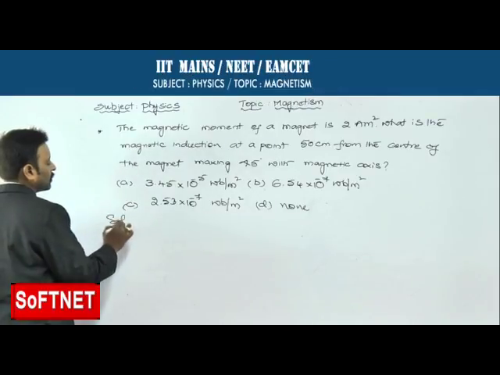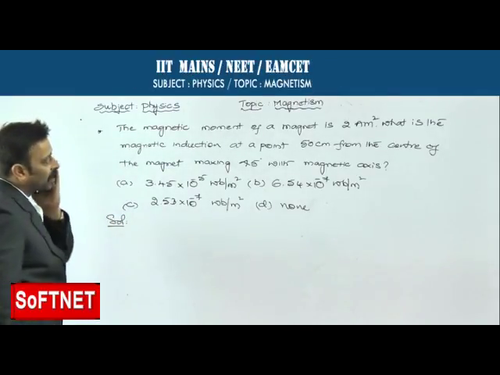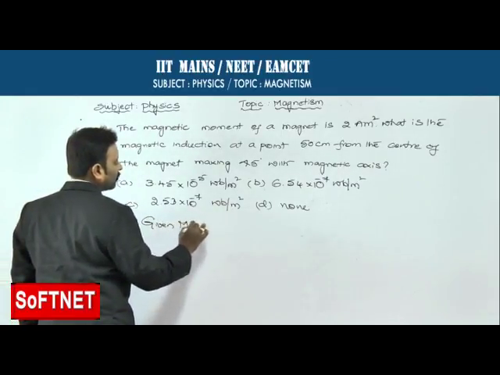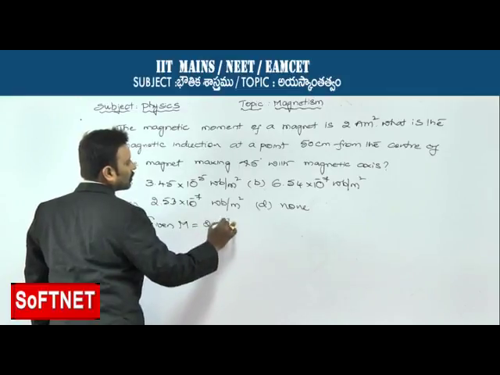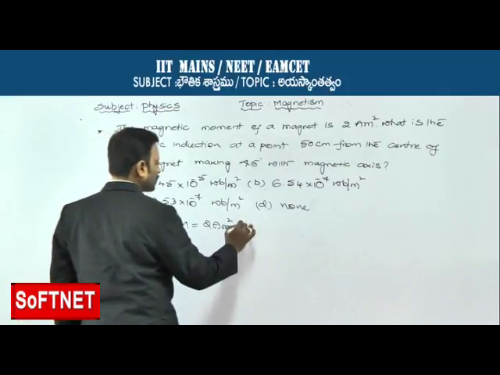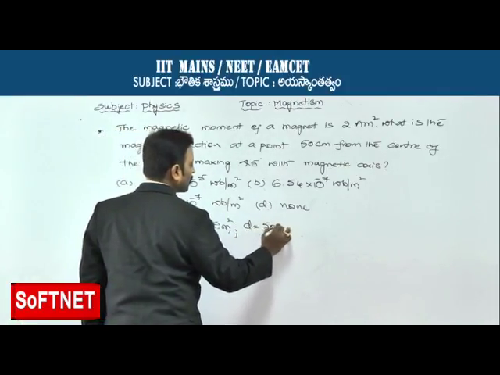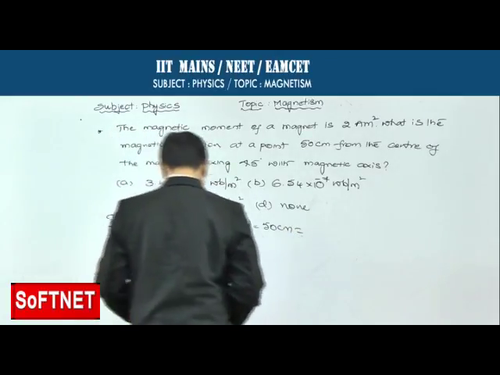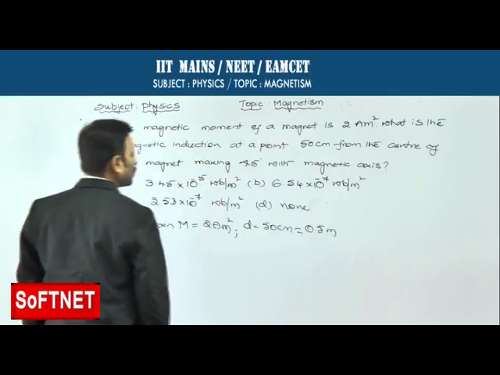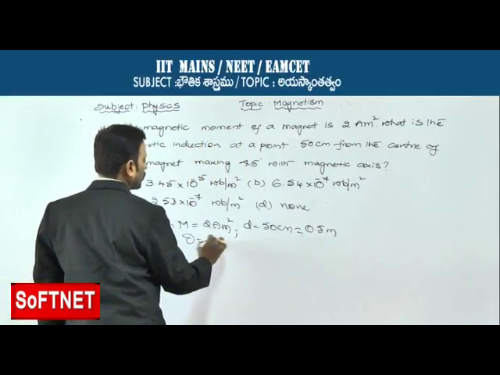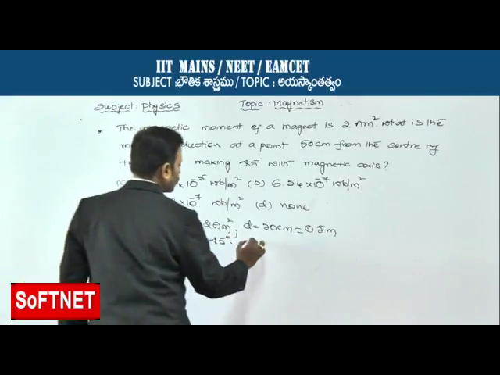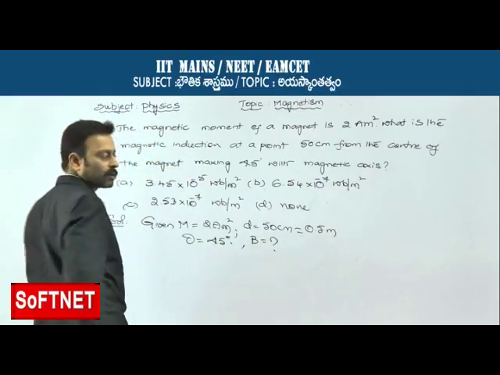Now, according to the given data, the magnetic moment of the magnet is 2 ampere meter square. The distance is given as 50 centimeters, which is equivalent to 0.5 meters, and the angle theta is given as 45 degrees. What is the magnetic induction? The value of induction you are asked to calculate.